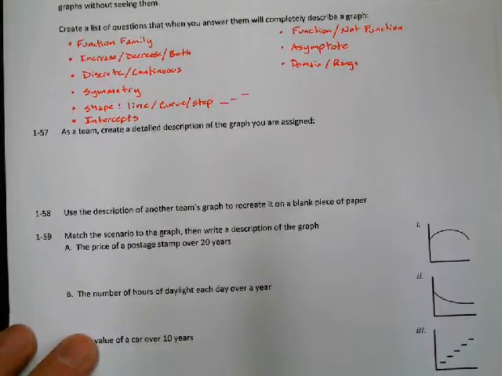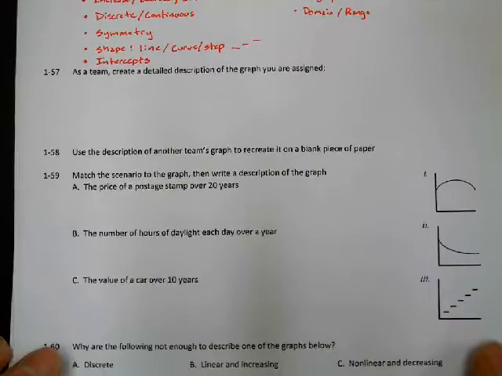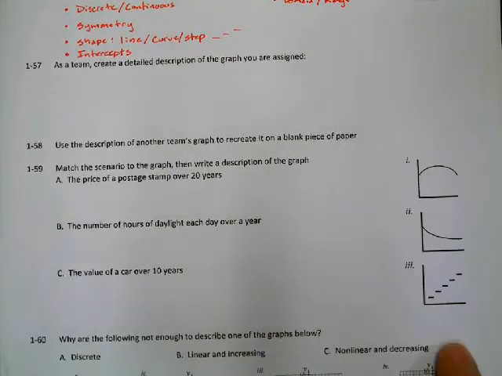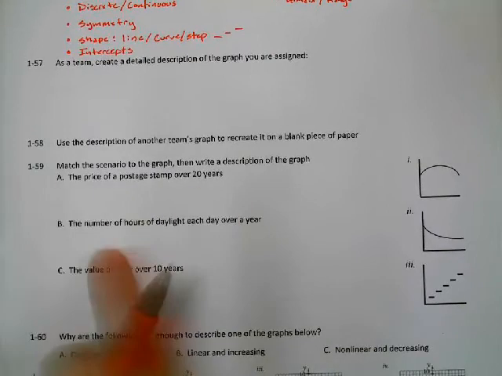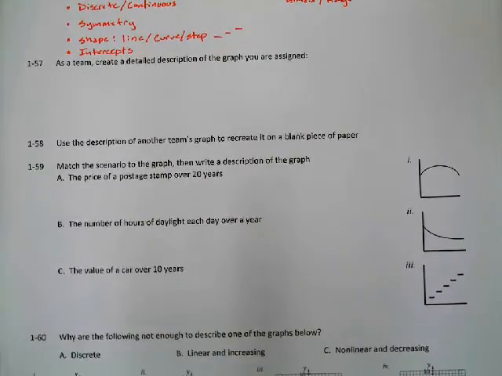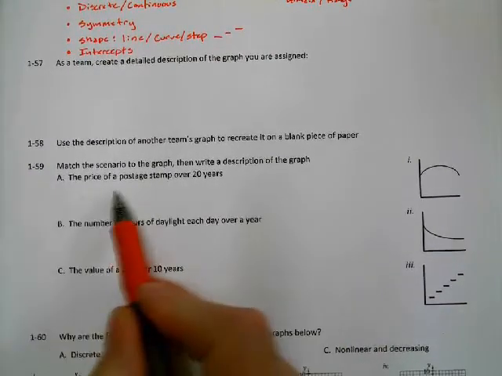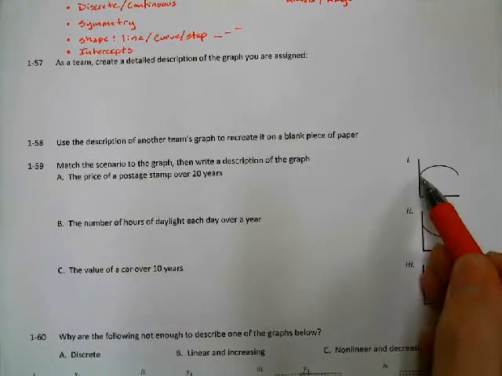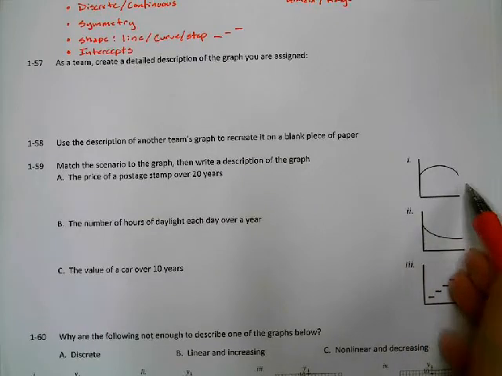Here we go, 1-59. Okay, so we've got 3 graphs over there, and then we've got situations, and we want to match up which one goes with which one. The price of a postage stamp over 20 years. Which graph would do that? Well, I don't think the price would go up and then go down for postage stamps.